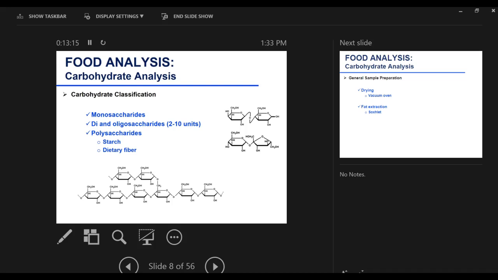Carbohydrate classification, just a simple reminder. We have the monosaccharides, and we have the disaccharides, trisaccharides, and oligosaccharides. They go from 2 to 10 units. And then you have your starch that are polymers of glucose units, and some are like the amylose is less chain than amylopectin, and then you have the dietary fiber that have different subunits. We'll talk about that later. So these are your polysaccharides. Remember, I say dietary fiber here with the exception of lignin.